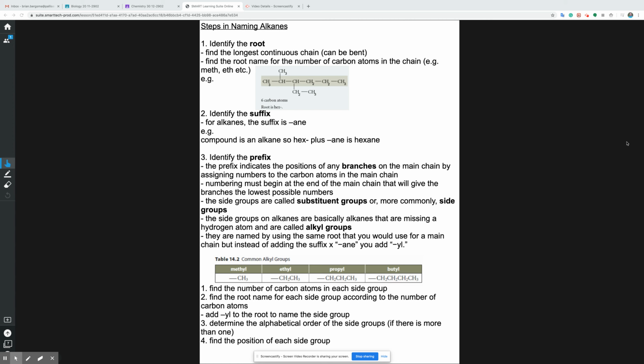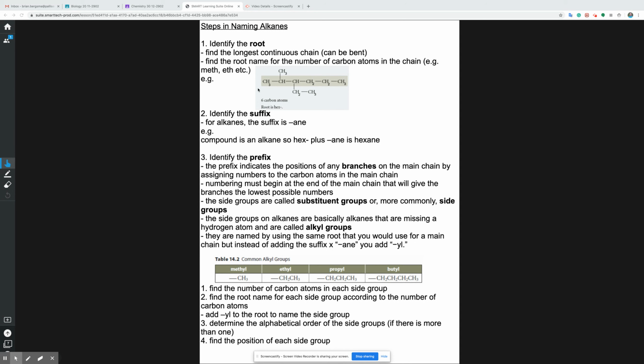Okay, here are the steps for naming alkanes. So first, identify the root. You want to find the longest continuous chain, and it can be bent. Sometimes all of a sudden you'll have a chain coming off here. That can be part of your longest continuous chain.